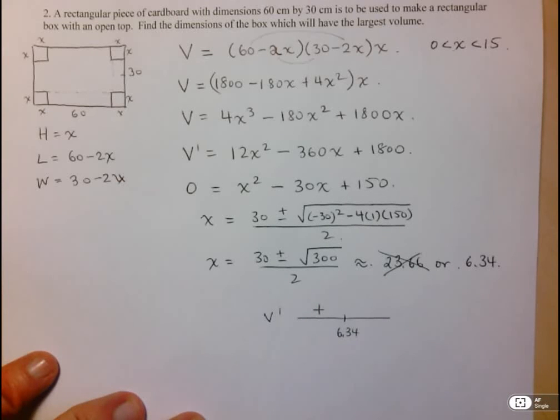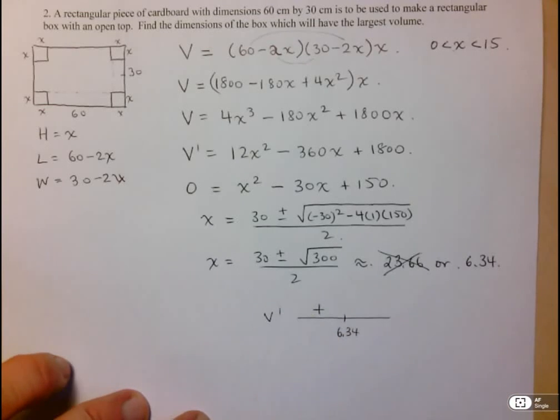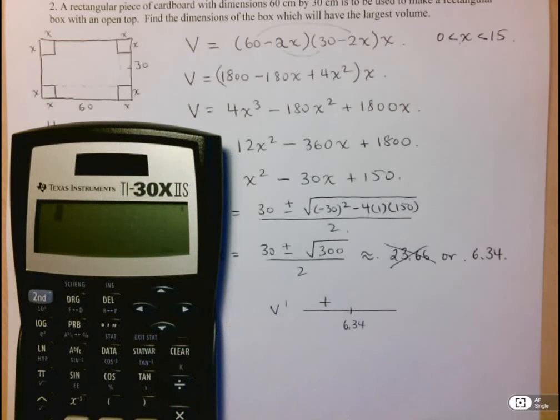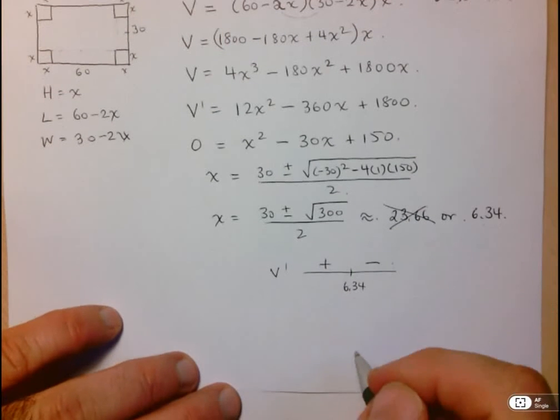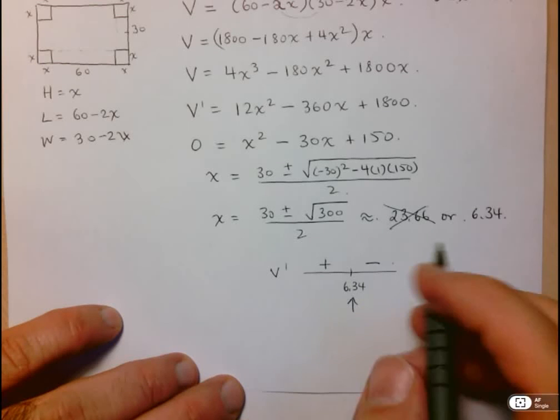Okay, let's pick something above 6.34, but below 15. So let's say we take say 10. So let's calculate that there and see what happens. So we've got 12 times 10 squared is 100, minus 360 times 10, and then plus 1800, and that still comes out to be negative. Okay, so we are going from positive to negative, hence 6.34 does refer to a maximum.